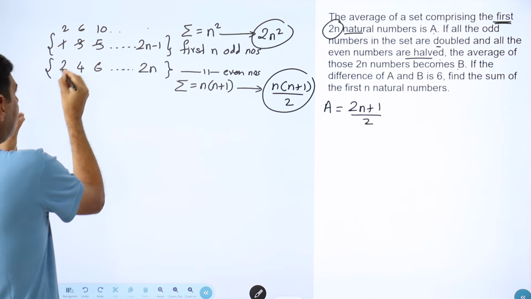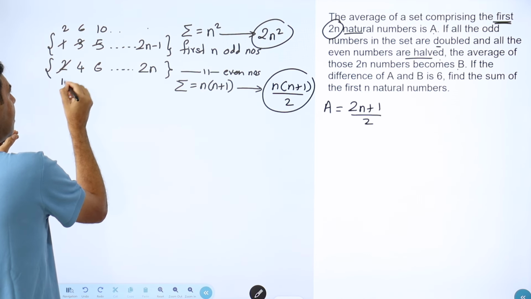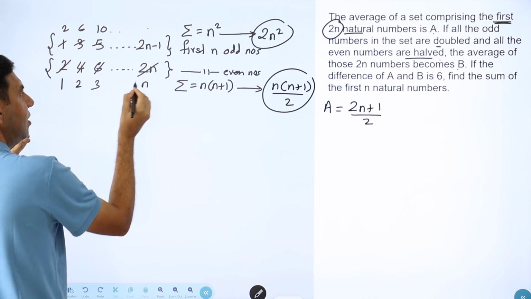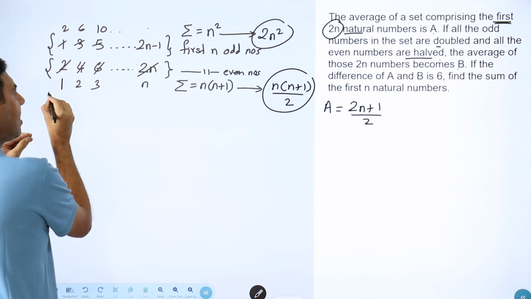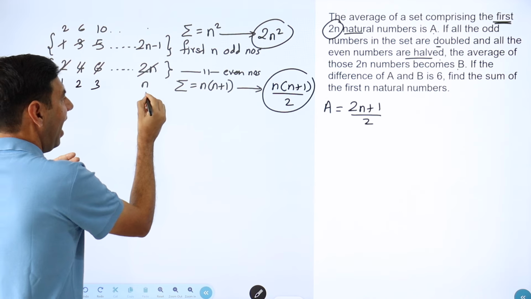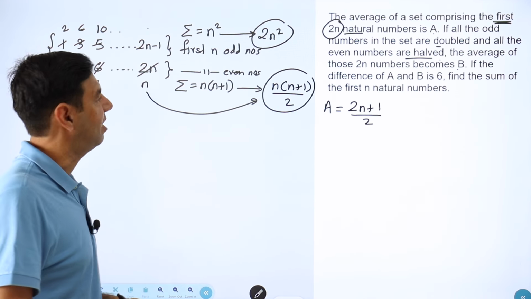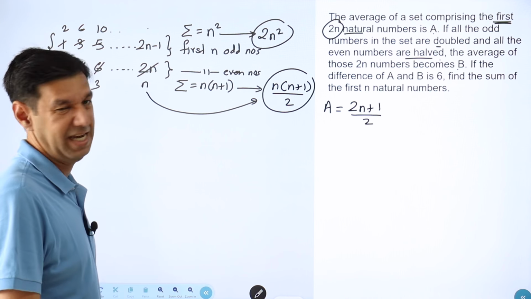You can even think of it differently. So when I halve it, this becomes 1, this becomes 2, this becomes 3, this becomes n. So these new values are nothing but 1 till n. And the summation of that is n into n plus 1 by 2. So it's just a reconfirmation. You're not going to do all this in the exam, right?